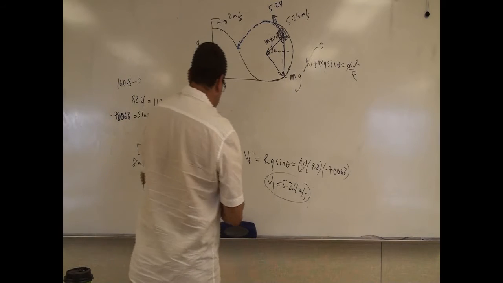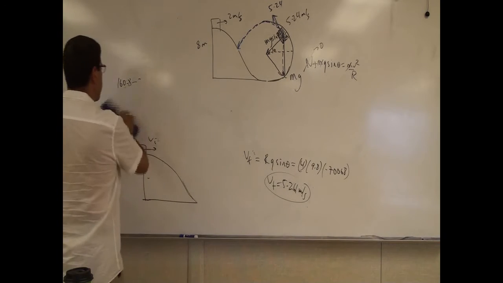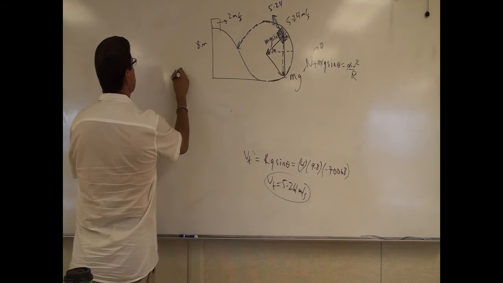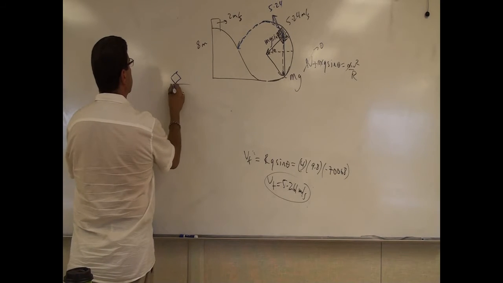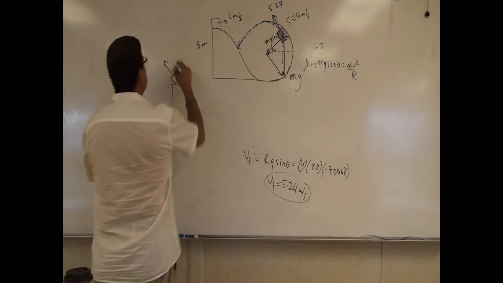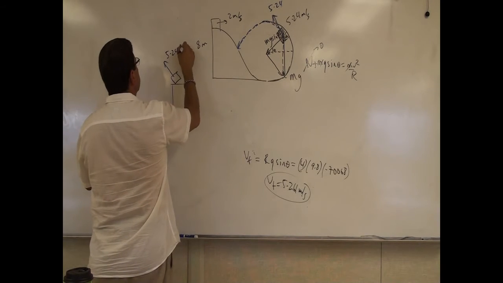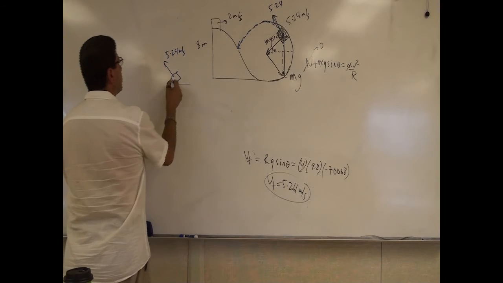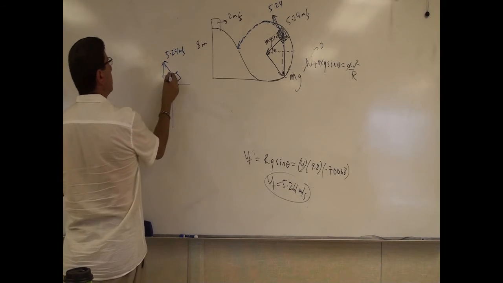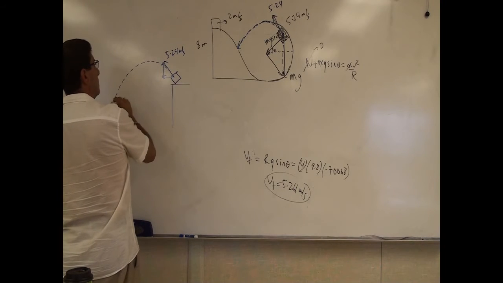We can almost break this up into a second question and say, okay, the block is moving like this. So it kind of acts like a block on a hill problem. The block is moving like this. It's moving at 5.24 meters per second. Then you can break the velocity into two components, right? And then do a projectile motion problem, go like this, right?